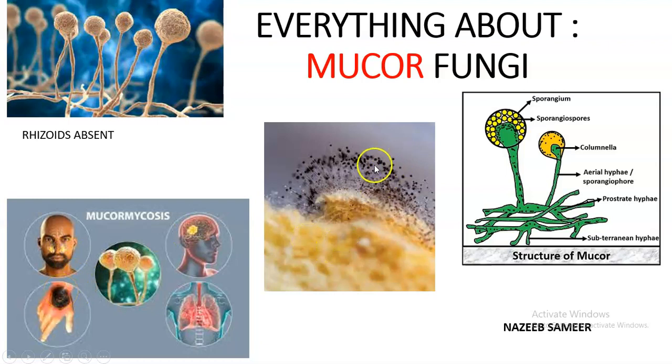You can see that it is also called pin mold because at the tip of the sporangiophore you will be seeing black colored sporangia which are like pinheads. So that's why it is also called pin mold. Then you can see that rhizoids are absent in this particular prostrate mycelia, right? But in the case of Rhizopus we have seen this, so we will see such differences as well.